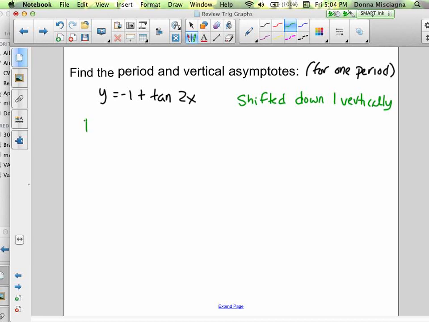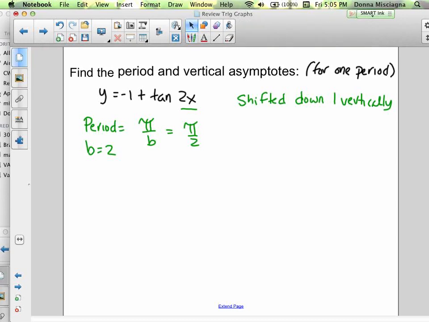So the period is pi divided by b. In this case, b is the coefficient in front, which is 2, the coefficient on x. And that means that our period is pi halves. That's it. Nothing really to simplify there. Now let's find the vertical asymptotes.